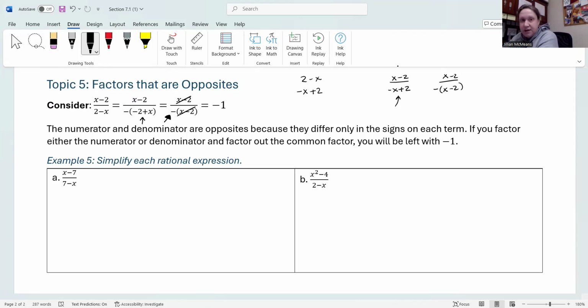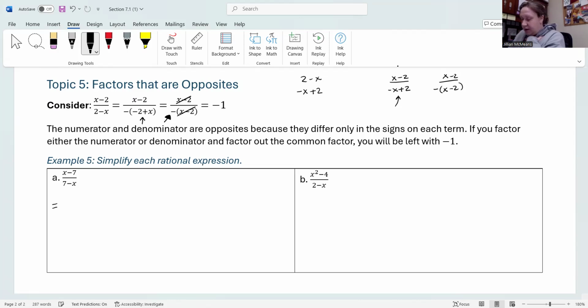Part A is almost identical. Okay, so the directions here say simplify each rational expression completely. Well, I have x minus 7 over 7 minus x. Again, we're like, oh, this should simplify. We've got these x's, these 7's, just those signs are off. So look for the portion of this rational expression that is not in standard form. That would be the denominator in this case.